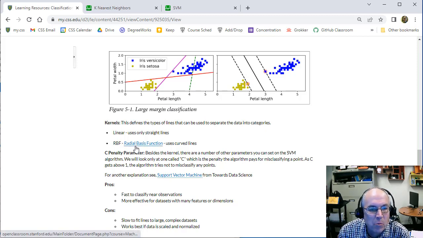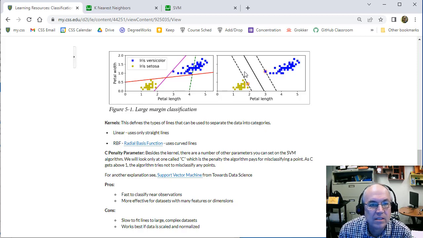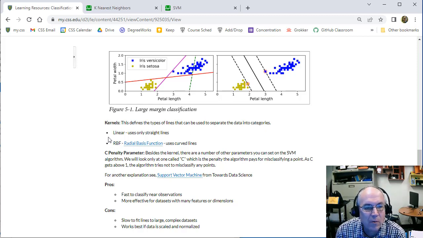A common one is radial basis function, which uses a kind of curved line, and that's a type of kernel we can use. So when we're doing support vector machines, we can specify the kernel, either linear or RBF. There are other ones, but those are the only ones we're going to look at that are pretty common.